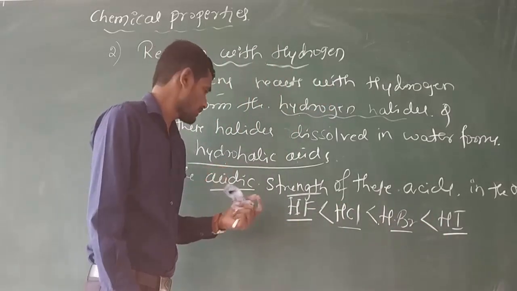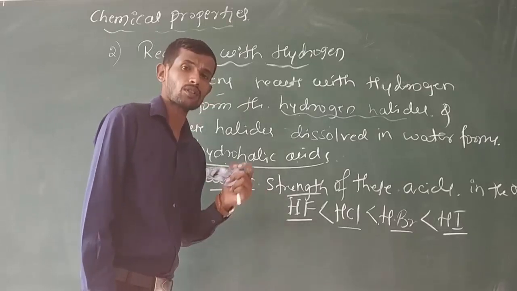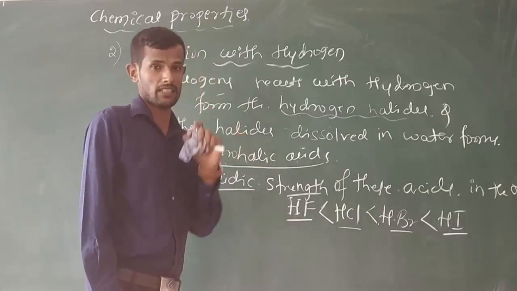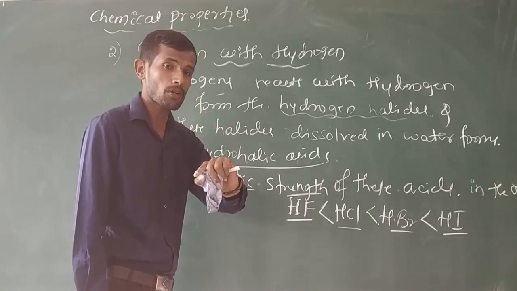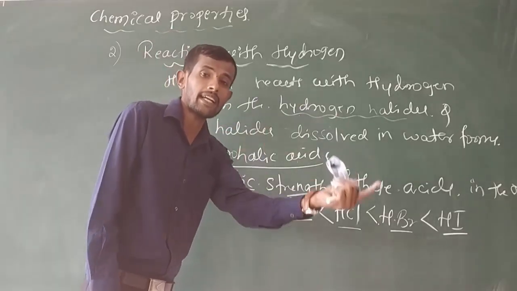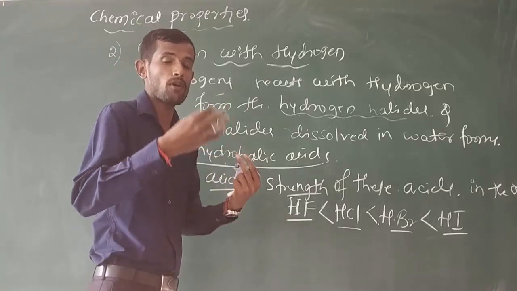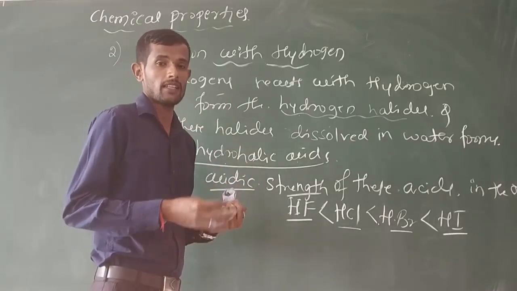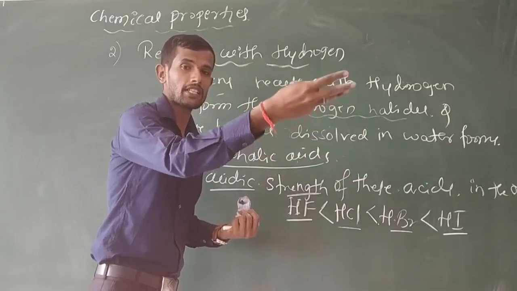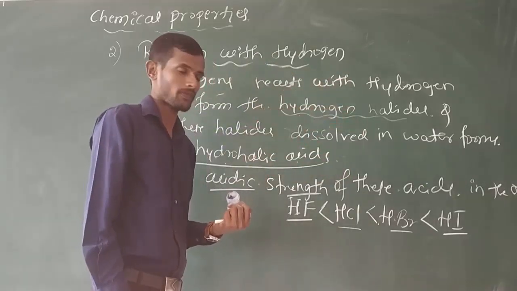Students, remember the acidic strength also depends upon the bond strength. Weaker the bond strength, more will be the acidic strength. Remember this point. To the extent the bond strength becomes weak, the acidic nature goes on increasing.